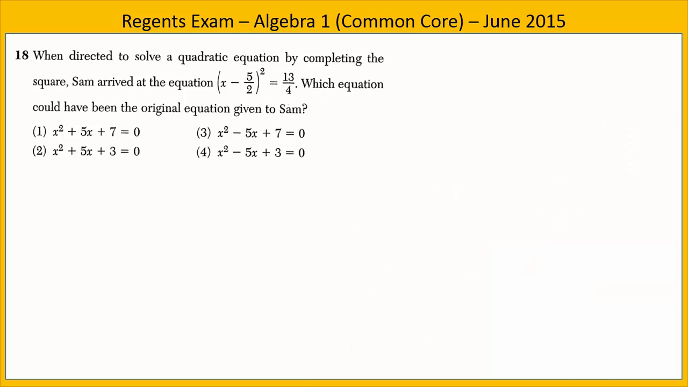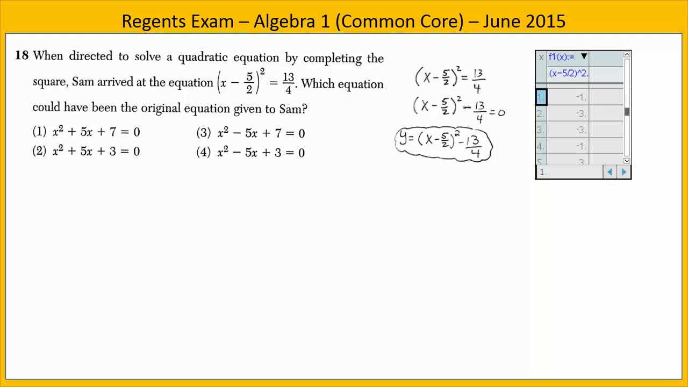If you don't want to go through the trouble of completing the square on all 4 of these equations, you do have another choice. You could take each of the equations and set it equal to 0. Replace the 0 with y equals, and then put it into your graphing calculator and look at the table of values. The equations that are equivalent will have identical tables.